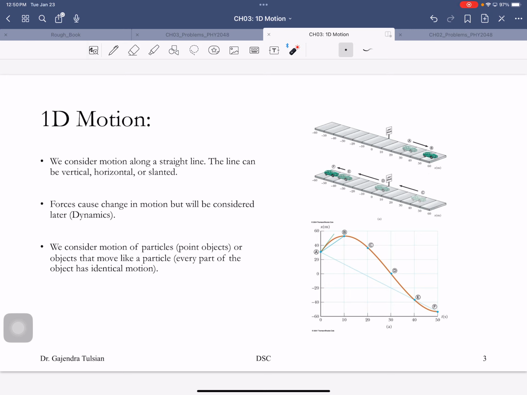So this graph is a complete description of the motion. For instance, at 10 seconds you were at 50 meters. At 20 seconds you were at 38 meters. At 25 seconds you were at 20 meters, and so on. So this graph is a complete description of the motion.